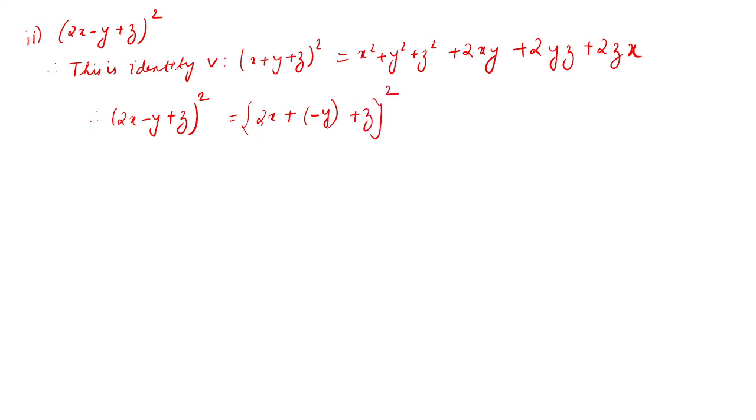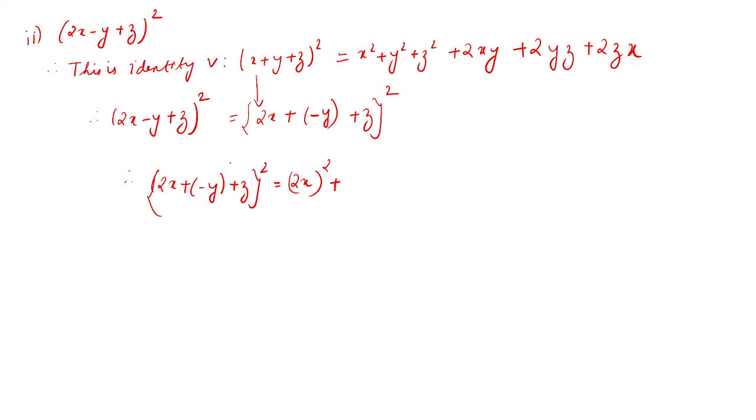Now look at this. 2x plus (minus y) plus z. So this is the same thing as this, right? The value of x is 2x, the value of y is going to be minus y, and the value of z is going to be z. Clear with this? So let us proceed. (2x) plus (minus y) plus z the whole thing square. Now use the formula x square. What is x square? (2x) the whole thing square. Now careful with this plus. Do not get confused with the sign plus.